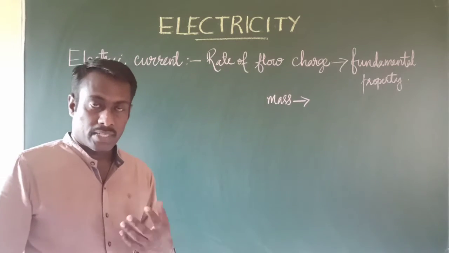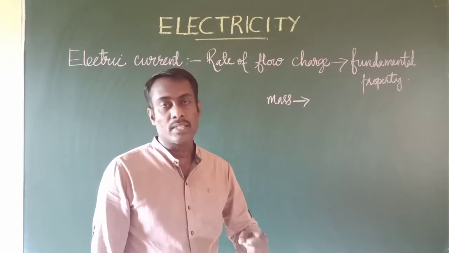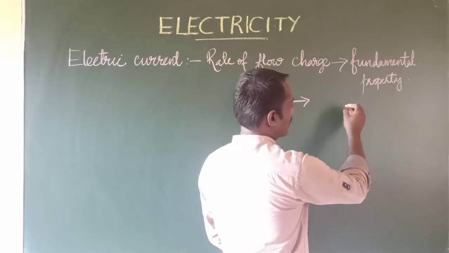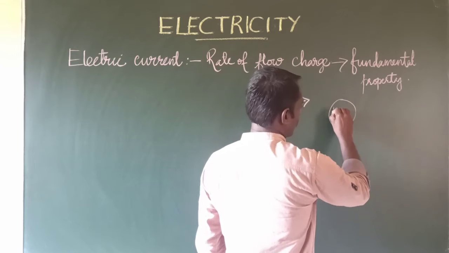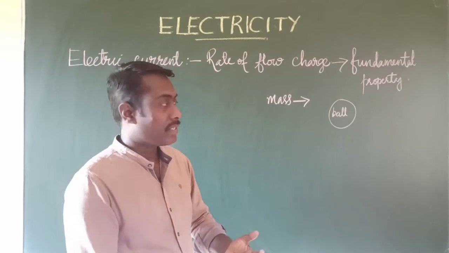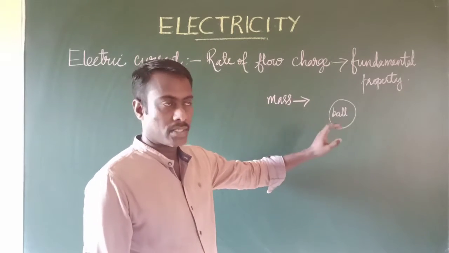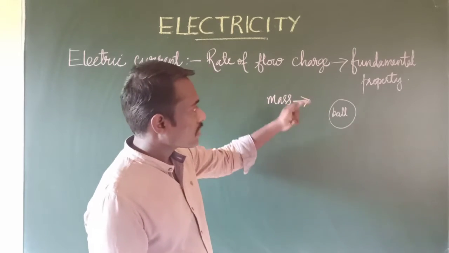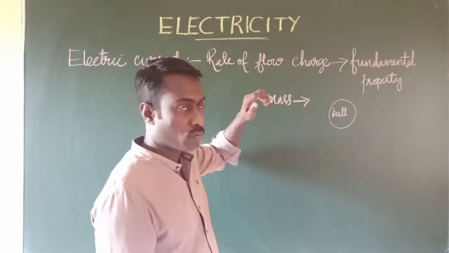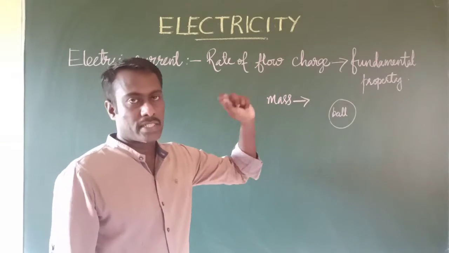By definition, mass is the amount of matter contained in a material. For example, if we have a metal ball made of iron, how much iron is used to make this ball gives the mass of that iron ball. Likewise, charge is also a fundamental property, and we can easily relate this charge to the mass, which is also a fundamental property of matter or material. So electric current is the rate of flow of electric charges.